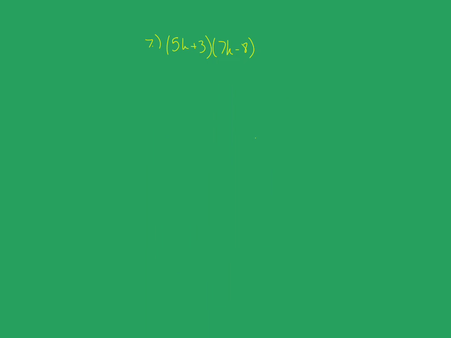So number 7, we're going to use FOIL. So the first thing is 5k going to 7k. You can think of that as FOIL, or think of it as pizza delivery guy. So 5k times 7k is 35k squared. 5k goes over to negative 8, so that's going to become minus 40k.